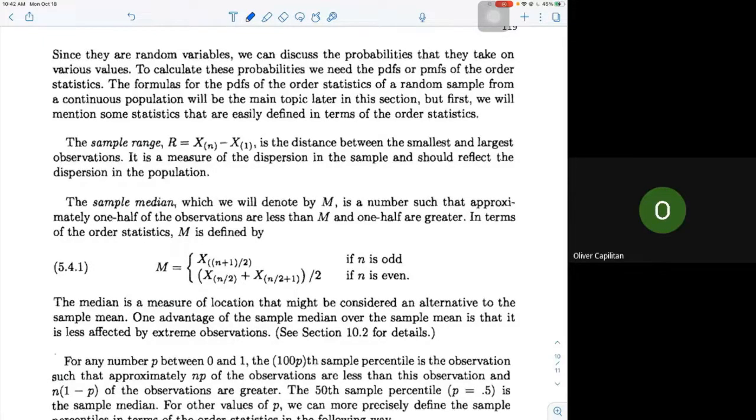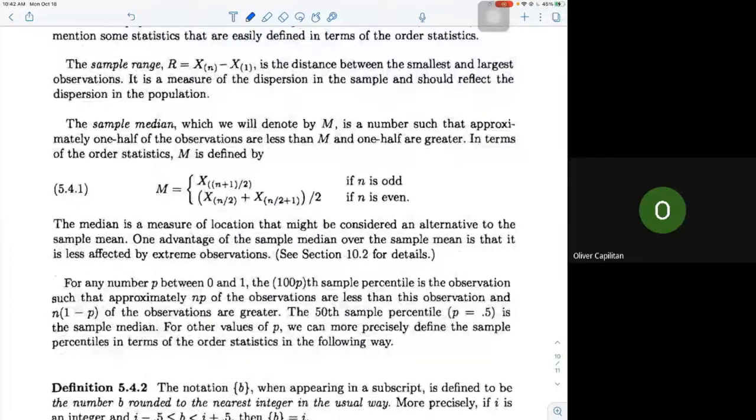And then we have another random variable here. We have the sample median denoted by capital letter M. So M here is equal to the order statistic X sub (n+1)/2 if our n here is odd, small n. And then M is equal to the average of the order statistics X sub n/2 plus X sub n/2 + 1 if we have n that is even.